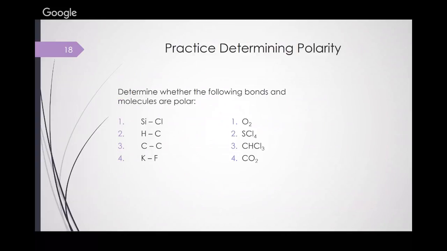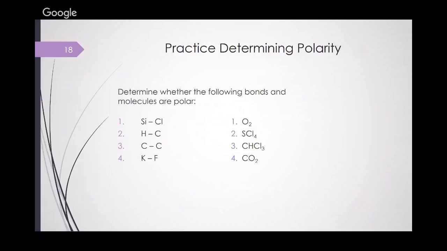So in practice, when we determine polarity, what you have to do is simply look at the differences between the electronegativity. So the difference between silicon and chlorine would give us a polar bond. The difference between carbon and hydrogen would be nonpolar. The difference between carbon and carbon would be nonpolar because those are going to be identical. And the difference between potassium and fluorine is going to show that that is an ionic bond. So once again, in order to determine this, you're just simply looking up the numbers on the electronegativity chart and taking the difference between each of them.